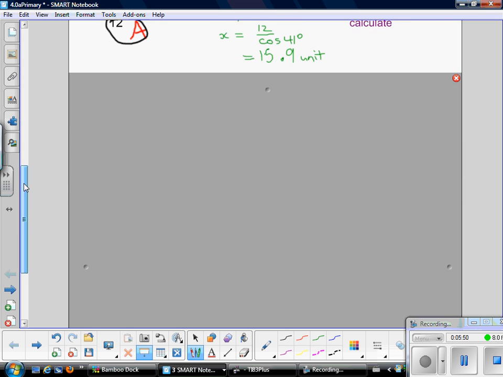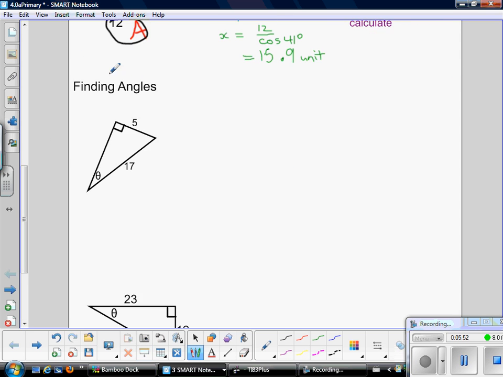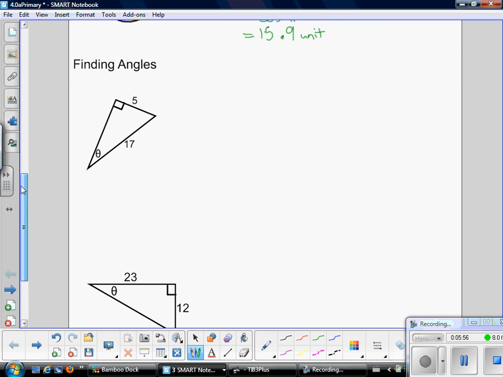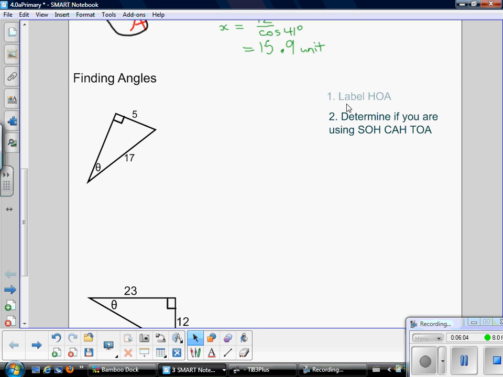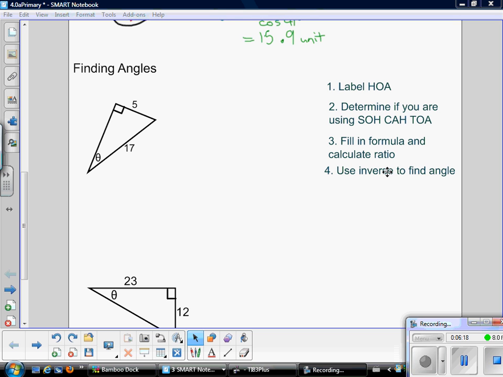All right, moving on. The next one is finding angles, and I have two different examples for that, because angles have an extra step. If I look again at the steps, the first step is to label, determine if you're using SOHCAHTOA, fill in the formula and calculate the ratio, and then we have to use the inverse to find the angle. So just one extra step for this kind.